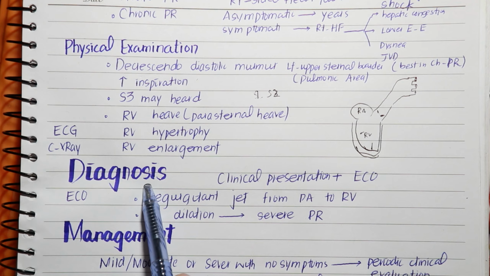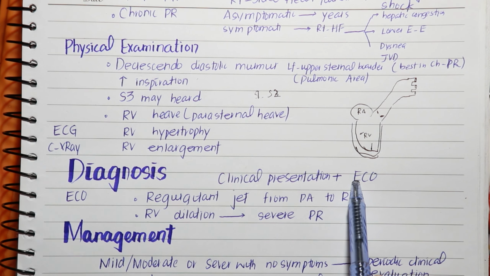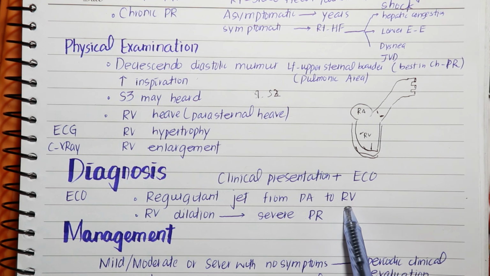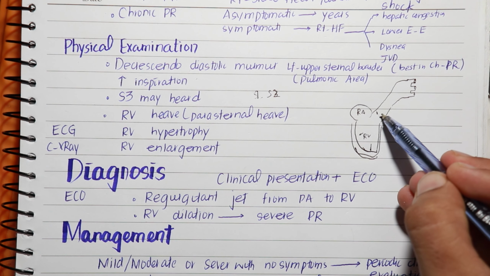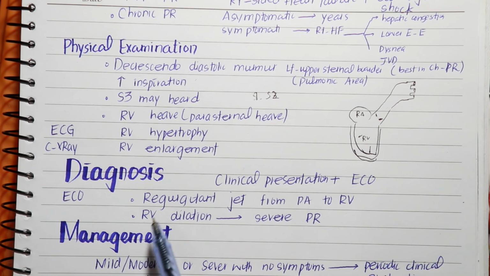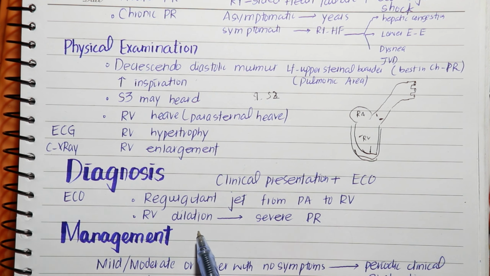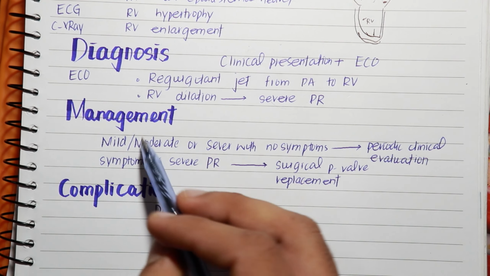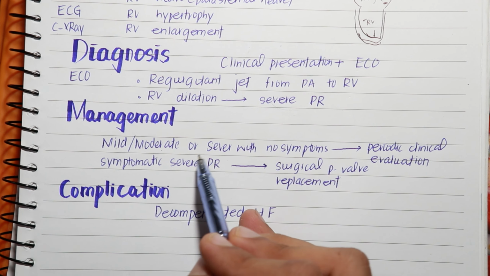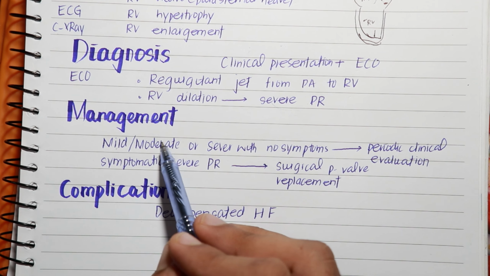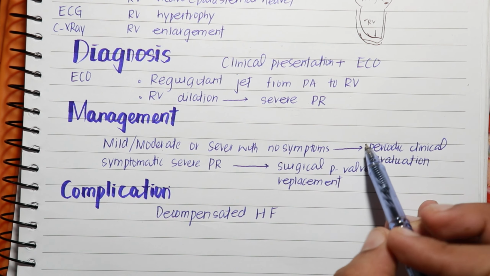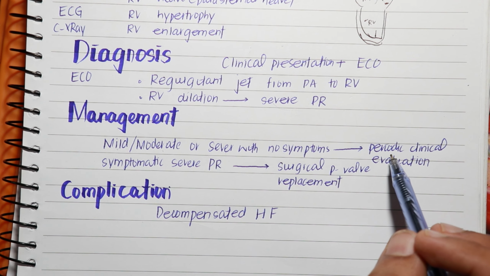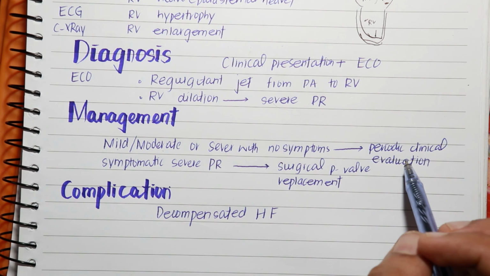So how will you diagnose the patient? Diagnosis is basically on clinical presentation plus echocardiography. On echocardiography, you will find a regurgitant jet from the pulmonic artery into the right ventricle. You will find that during diastole blood is coming back from here on echocardiography. You will also find right ventricular dilatation. This right ventricle has been dilated in case of severe pulmonic regurgitation. How will you manage the patient in case of mild, moderate or severe but not symptomatic? You will just tell the patient: periodic clinical evaluation, come to my clinic after either 6 months or some other period, but periodic clinical surveillance is necessary.